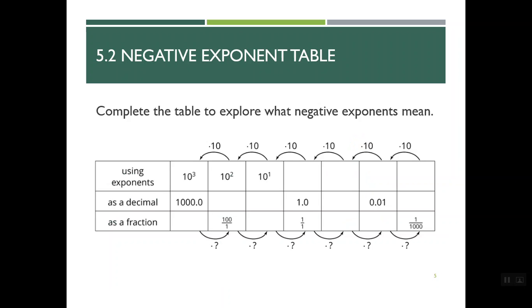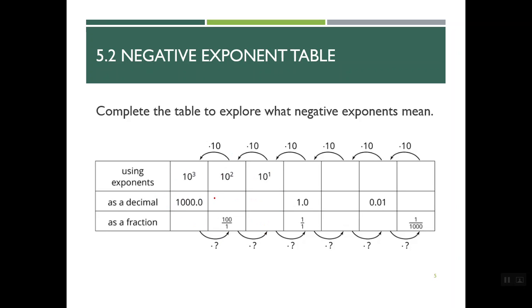So we're looking at negative exponents. We're trying to see where they come from and what happens. So we're asked to write things as powers of 10, then write what those would be as decimals, and then what they would be as fractions. These first three right here are the three that we've been working with. These are the three we know really well.